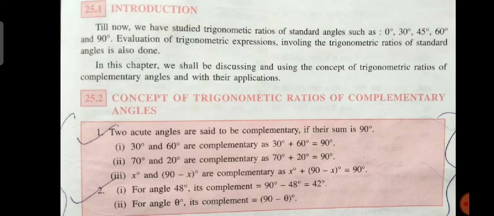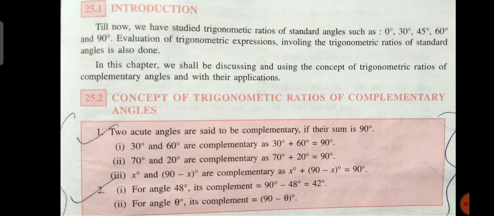Okay, our next chapter is complementary angles. You have studied the standard angles for trigonometrical ratios. So here are the trigonometrical ratios of complementary angles. What are complementary angles? You have studied the angles 0 degree, 30 degree, 45 degree, 60 degree and 90 degree. These are the standard angles you studied in the previous class.